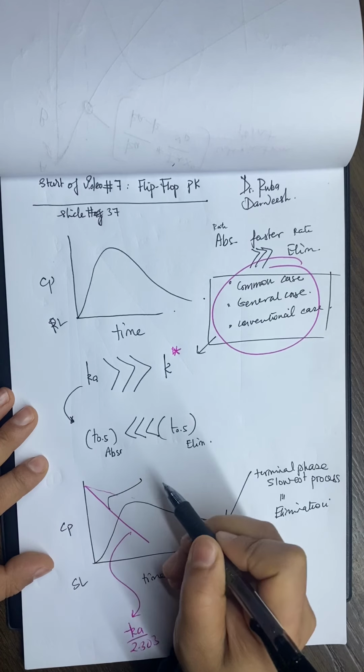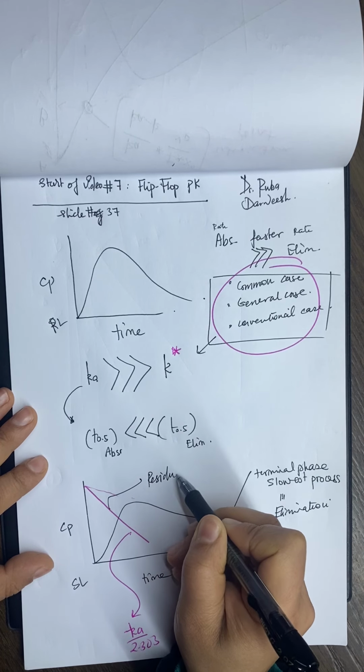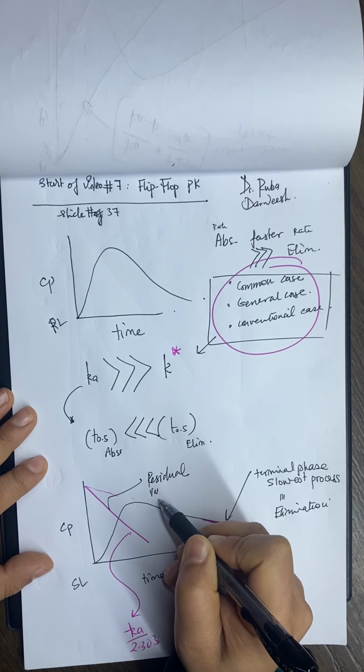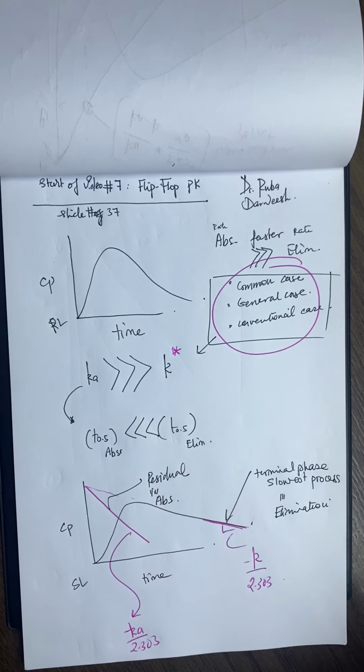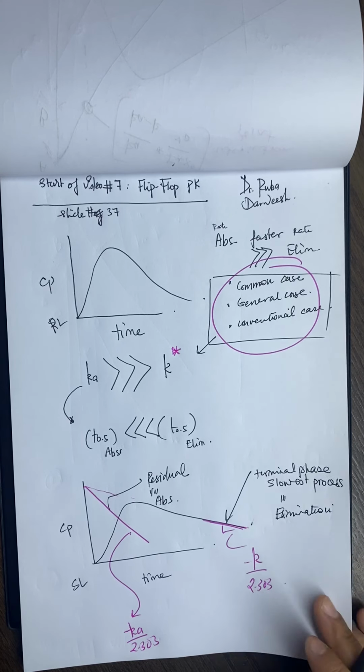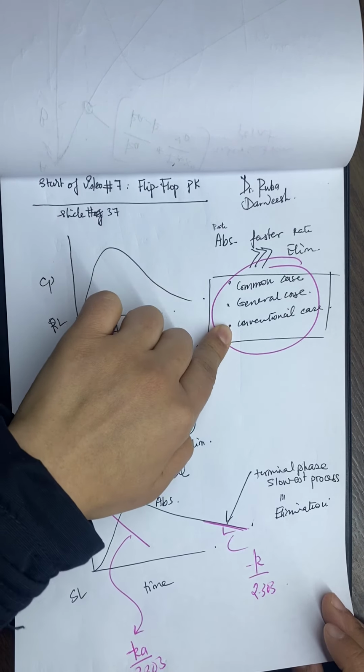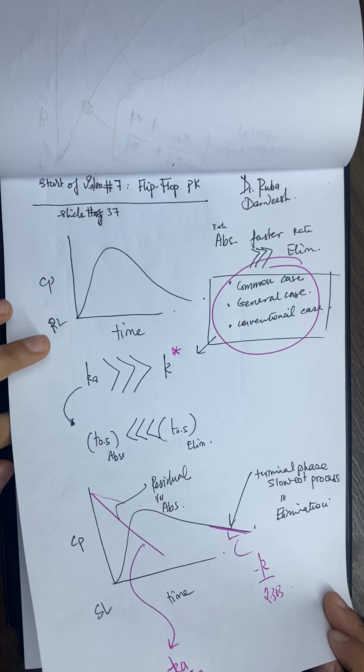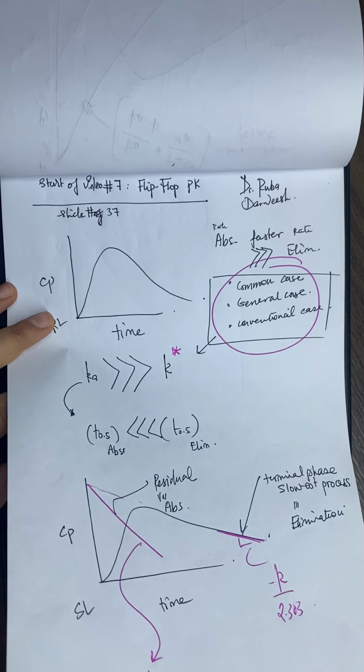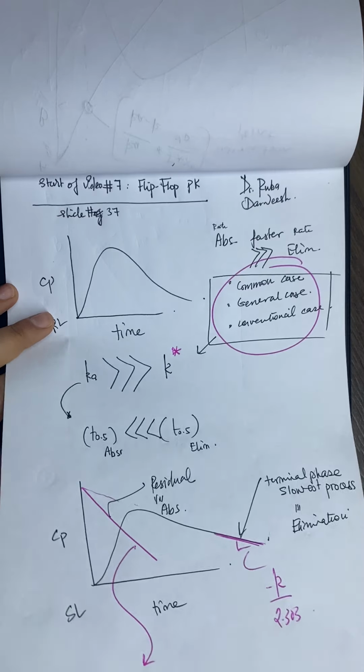and the residual line will be related to absorption. This is what you already know from whatever we said earlier, right? This is the conventional common case, which is generally what happens with a drug. But what if we have the exception?